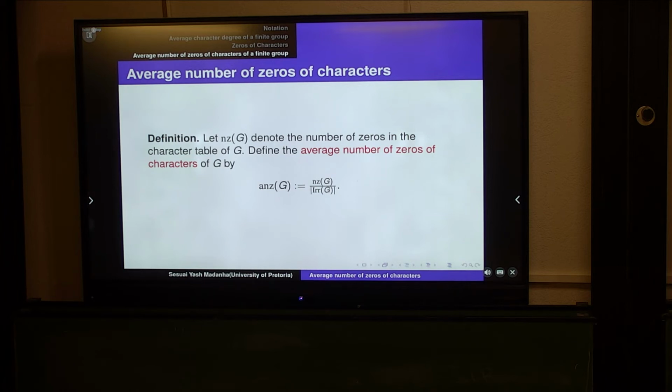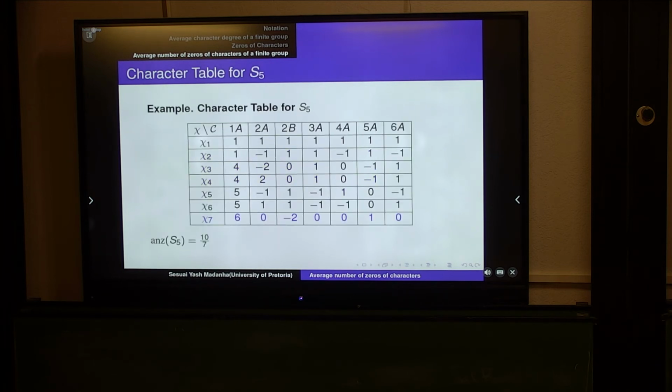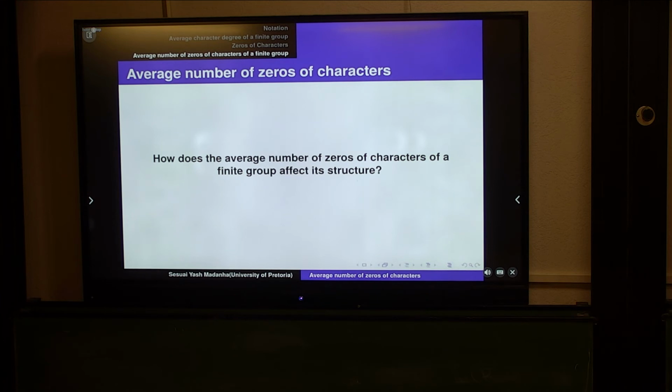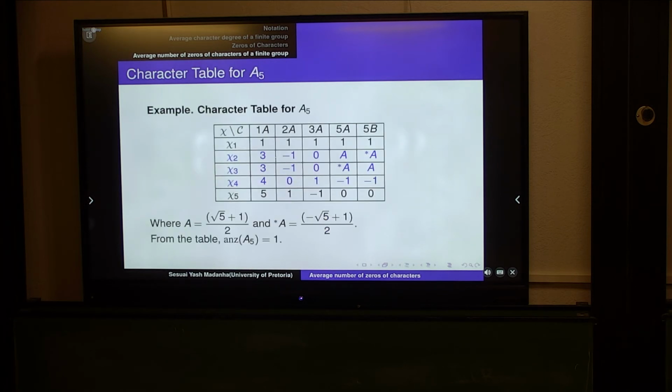So I asked the same question that is asked, okay, I'm coming back to the example. The question is, how does the average number of zeros of characters affect the structure of the finite group? I just put here examples of character tables. So for A5, we can see that there are 5 zeros in that character table, and we've got 5 irreducible characters there, so therefore the average number of zeros will be 1.